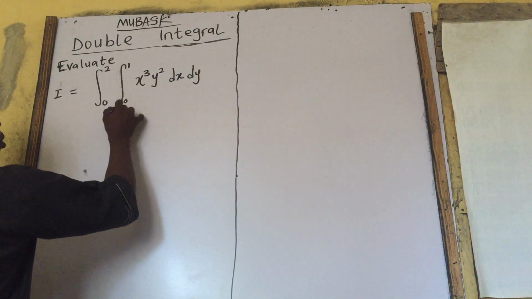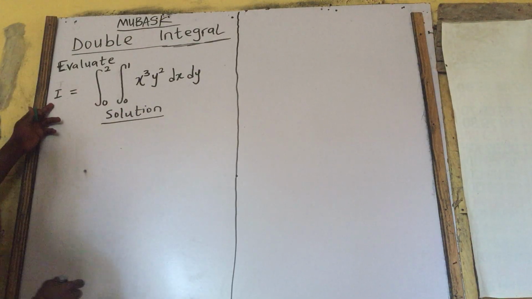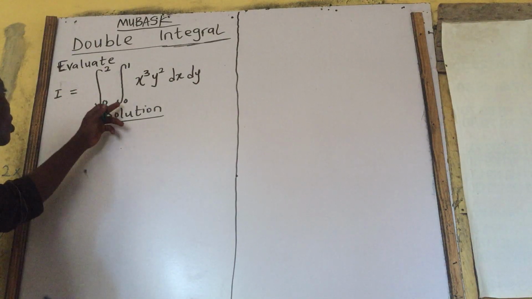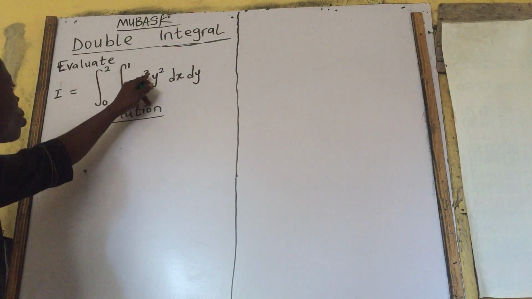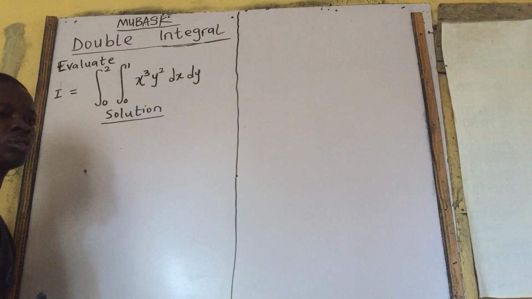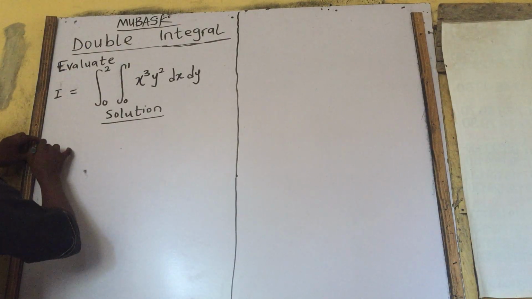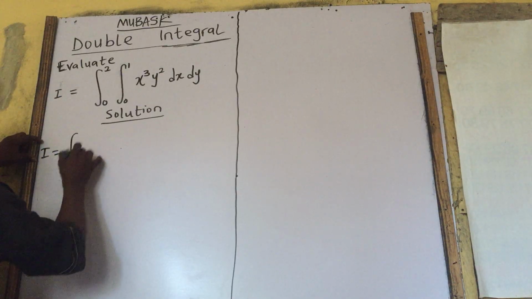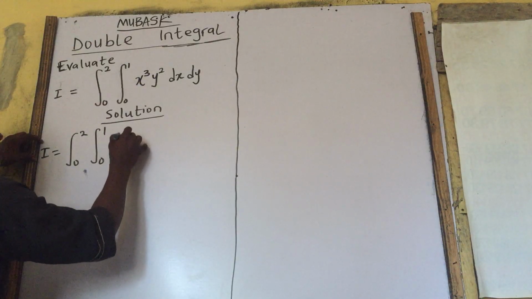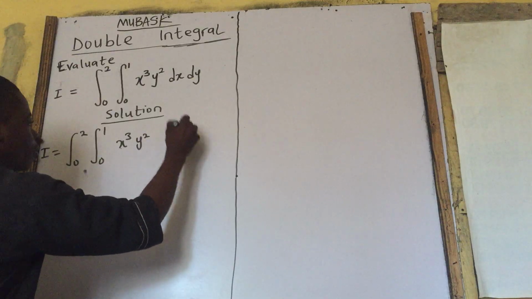Solution. Evaluate I equal to the integral from 0 to 1, also the integral from 0 to 1, x cubed y squared dx dy. This is a question from double integral. But let me write it. I equal to integral 0 to 2, of another integral 0 to 1, x cubed y squared dx dy.